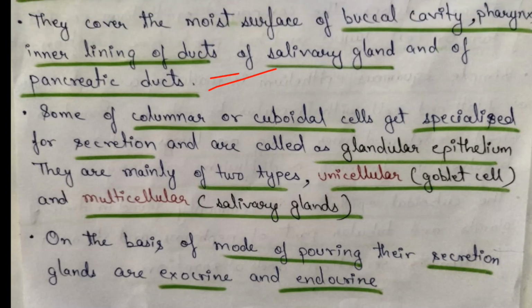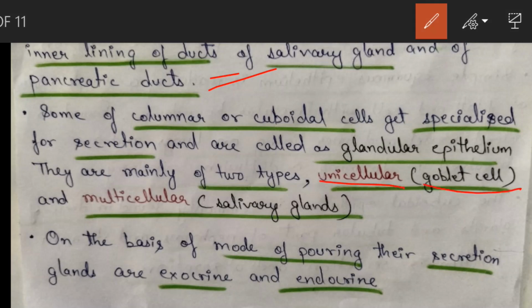Some columnar and cuboidal cells get specialized for secretion and are called glandular epithelium. So when columnar and cuboidal cells get specialized for secretion, they are known as glandular epithelium. They are of two types. If they are unicellular, an example is the goblet cell, and if multicellular, an example is salivary glands.